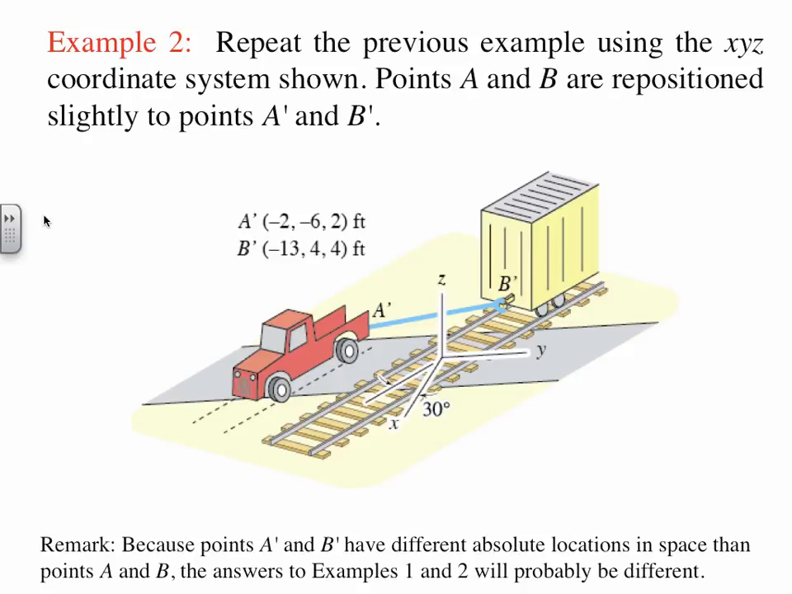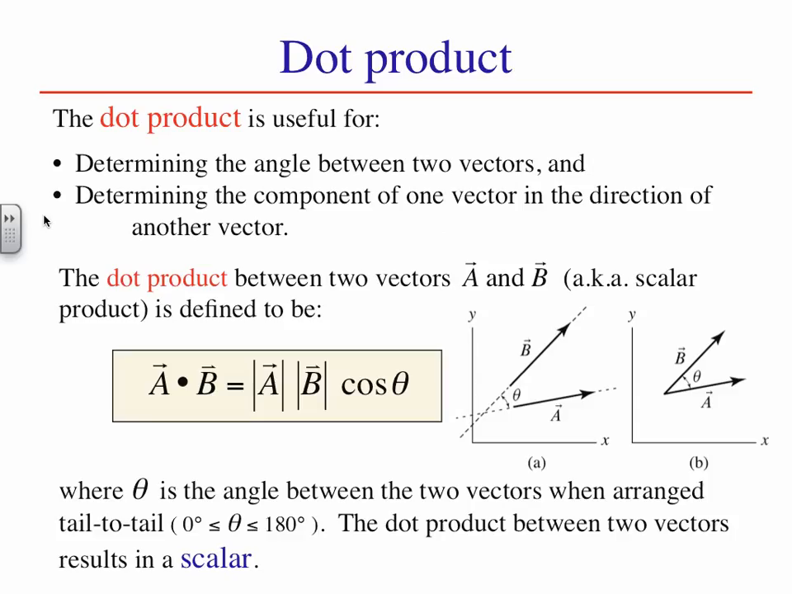Here we have a second example similar to the first, but with the coordinate system rotated 30 degrees about the z-axis of example 1. How much of the 3,000 pound force is now acting along the train tracks? Before answering this question, we will introduce the dot product, discuss its properties, and show how it can be used to extract useful information in three-dimensional problems.